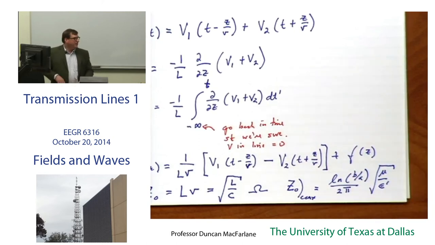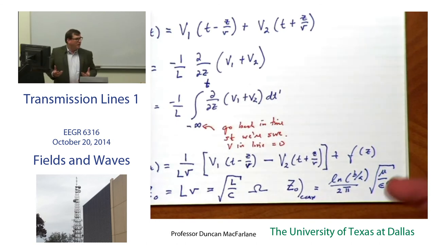So the lumped impedances: the geometry doesn't have any effect on the speed, but it does have an effect on the impedance of the line. Okay.